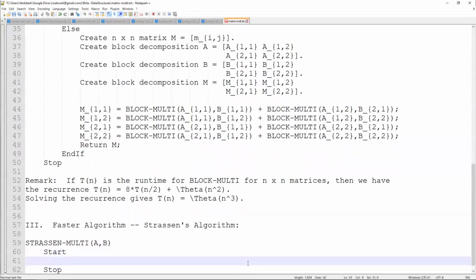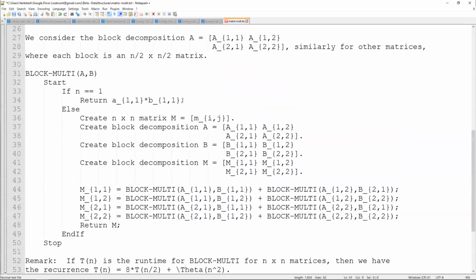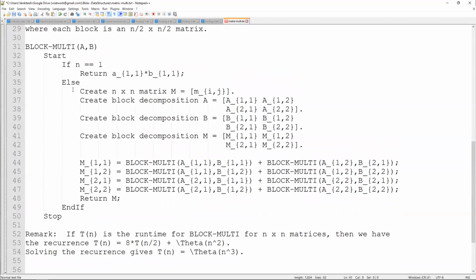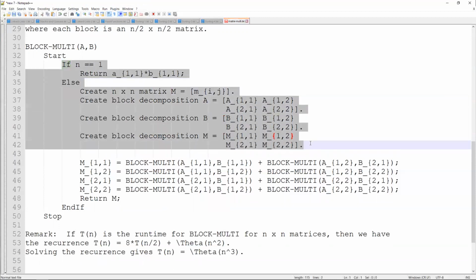We have start and stop, and we begin. How do we begin? Well, the block multiplication part is the same, right? We have to create the same block multiplication. So we will copy this thing. So again, the initial part is the same. If n equal to 1, all of this part is the same.